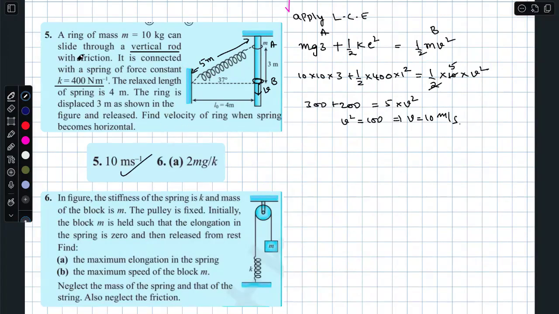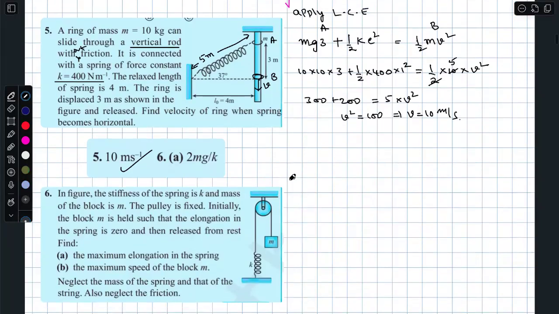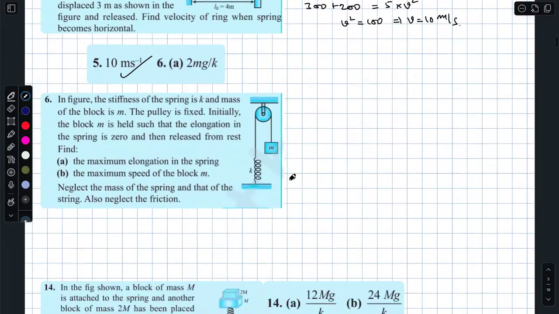So how should I correct it? It is without friction. With friction, you cannot do it. Okay, you can do it, but it's a complicated question. Point to point, the normal reaction will change. Right. Now go for the sixth question.